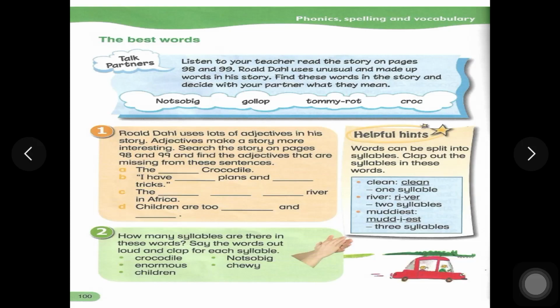Now the question is, search the story on page 98 and 99. We are going to take page 99 next session, not this session, and find the adjectives. I want you to find the adjectives that are missing from these sentences.